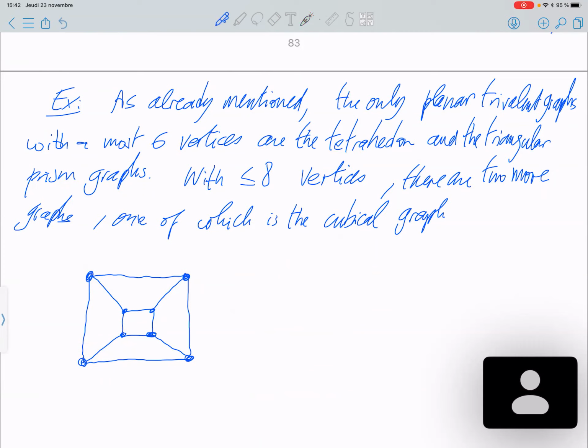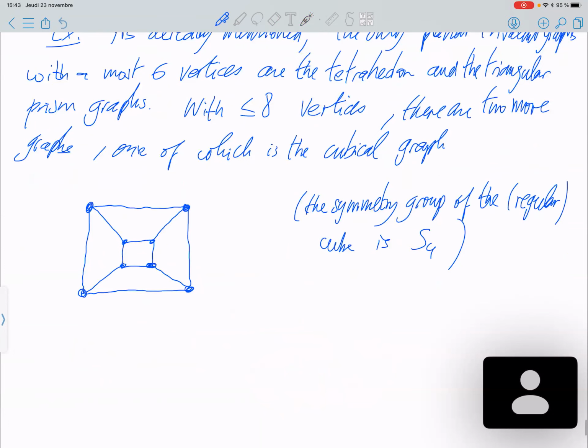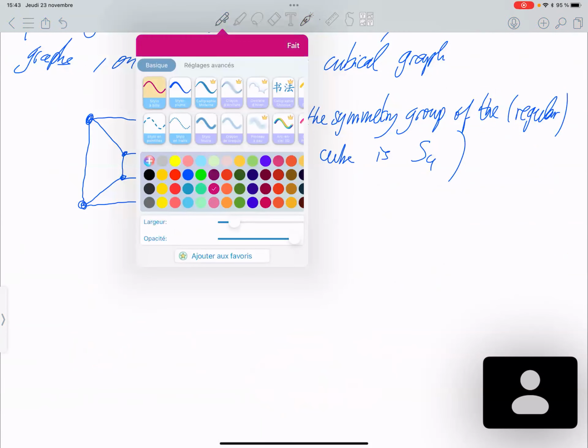But here the symmetry group is much bigger. So the symmetry group here of the regular cube is S4. So the symmetry group S4. I guess orientation preserved. Okay. So that's interesting.